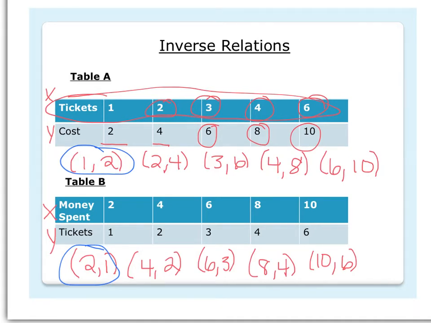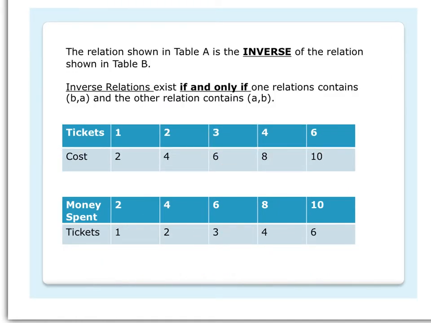If you notice that all of these pairs here, 2, 4, then the inverse function would have the ordered pair 4, 2. 3, 6 would then be 6, 3 in the inverse. 4, 8 would then be 8, 4. And 6, 10 would be 10, 6 in the inverse. The relation shown in table A is the inverse of the relation shown in table B.